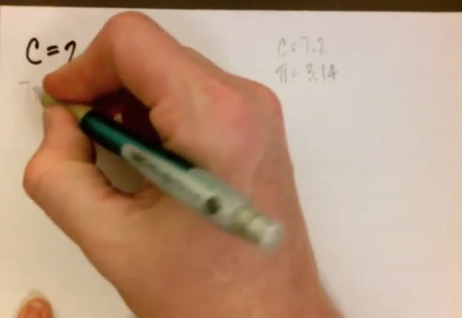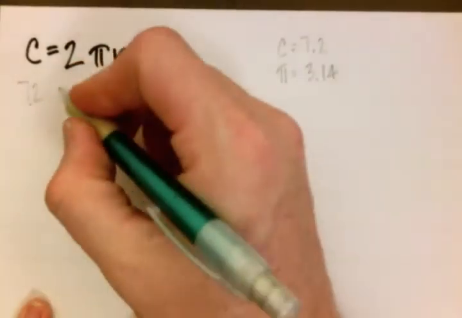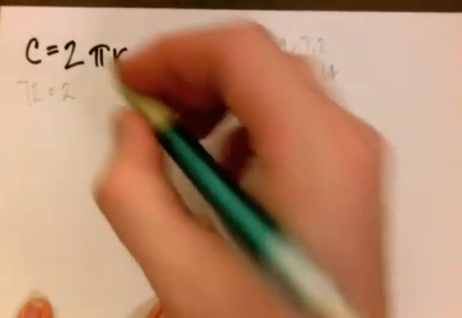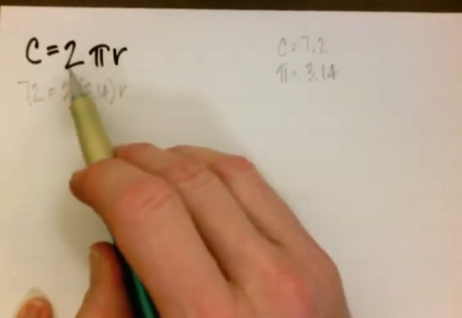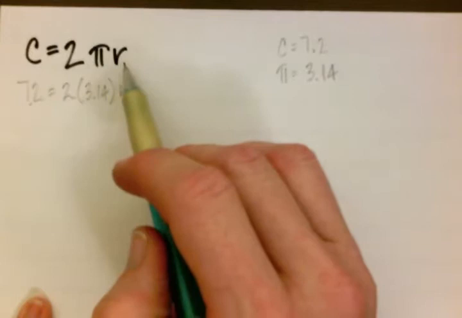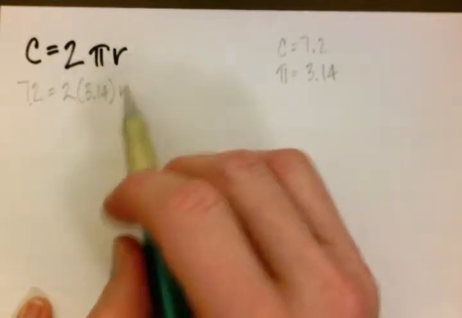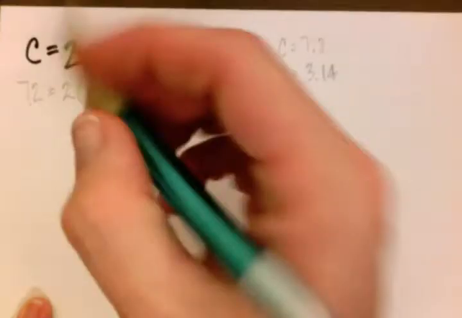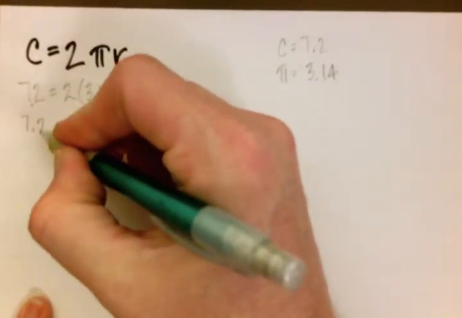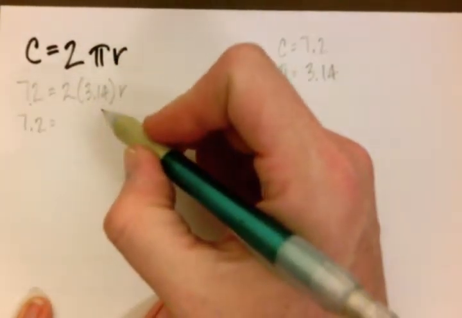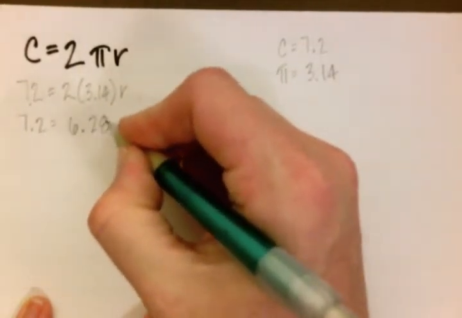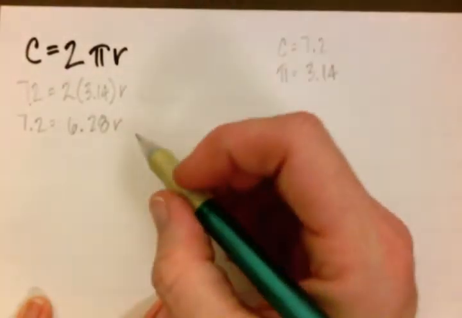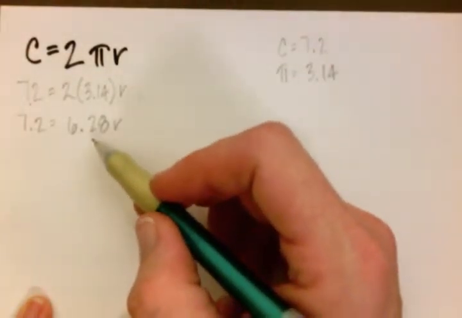We have 7.2 equals 2, and then we have pi, 3.14, and then we have r. Now remember, when we have 2 and pi and r all together, that tells us that we want to multiply those pieces together. So that's what we're going to do here. So then we take 7.2, we're going to multiply 3.14 times 2, and that gives us 6.28 r.